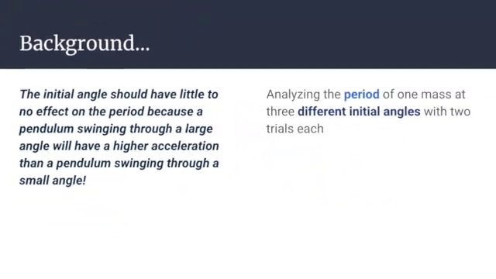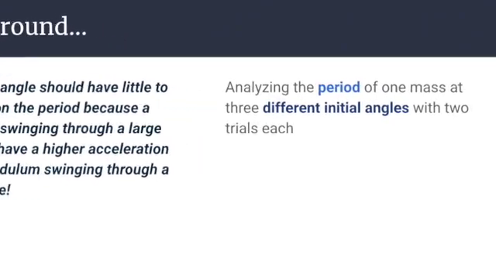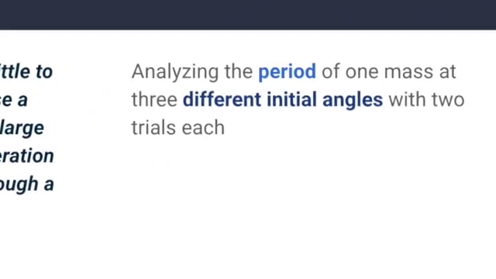We will show this by analyzing the period of one mass at 3 different angles: 30 degrees, 45 degrees, and 60 degrees.